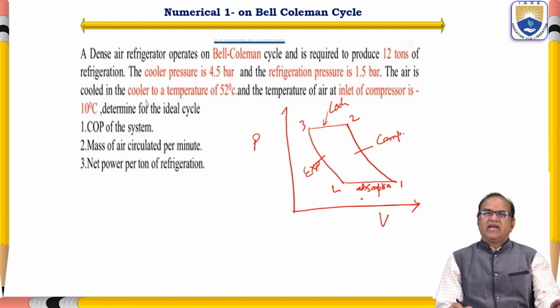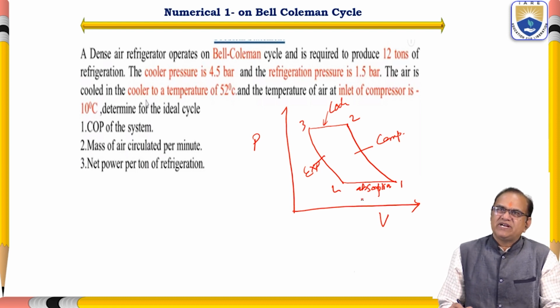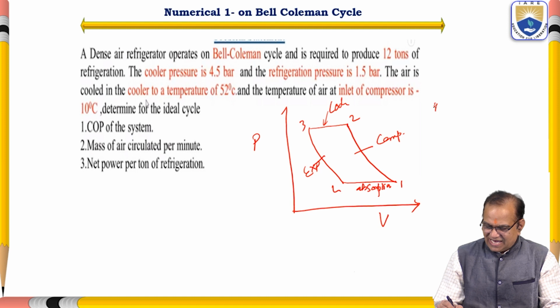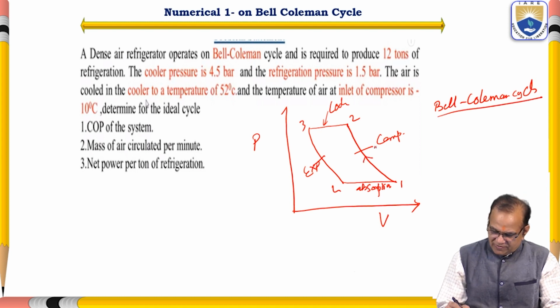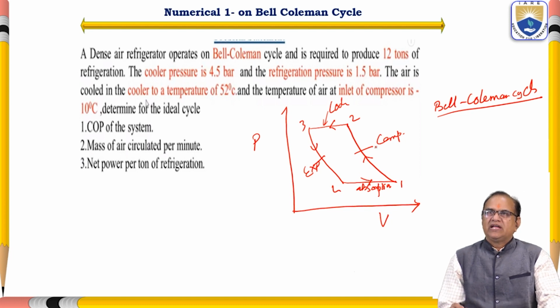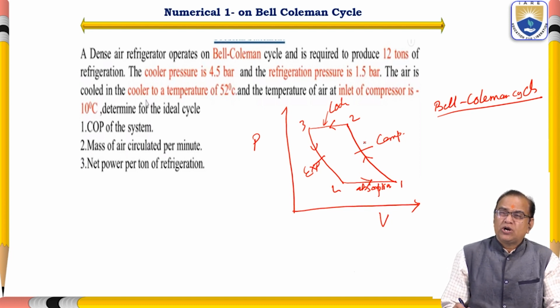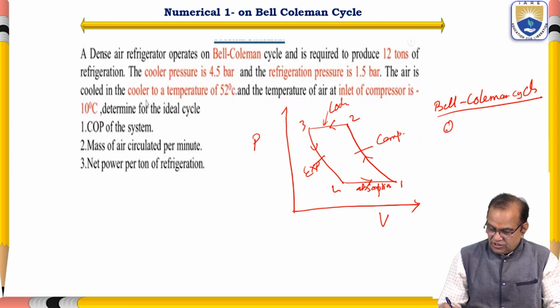A dense air refrigerator operates on the Bell Coleman cycle. So the cycle is the Bell Coleman cycle. This cycle is used for the refrigeration system, so the arrow will be in the anti-clockwise direction. That also is required to produce 12 tons of refrigeration. So QR is equal to 12 tons.